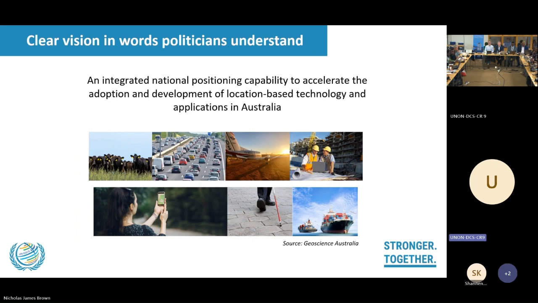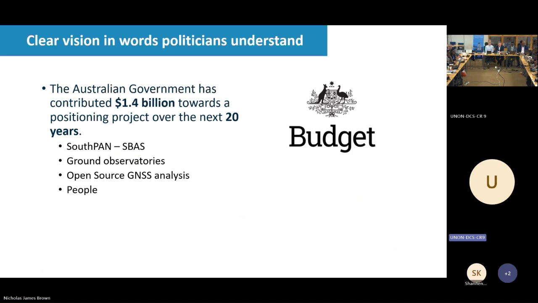So here's an example that one of my colleagues from Australia presented in a meeting we had in March, and I've picked out a few of her slides to talk about how they described this to the government in Australia when we were looking to get an upgrade for our reference system and our positioning capability. And it was really about developing an integrated national positioning capability to accelerate the adoption and development of location-based technology and applications in Australia. So very user-focused.